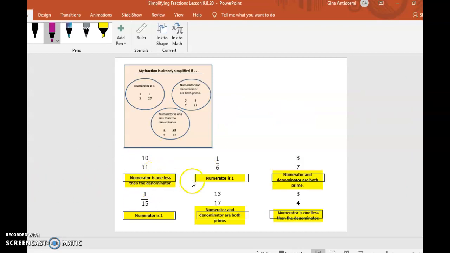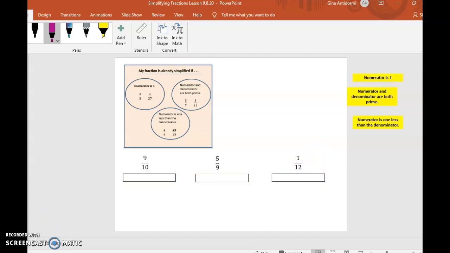Here we go. So let's start with the unit fractions. Numerator is 1, numerator is 1. So we know that those are already simplified. Here, the numerator is 1 less than the denominator, 10 and 11, and 3 and 4. So we know that those are simplified. And we have all of these prime numbers, 13 and 17, and 3 and 7. So those are already simplified.